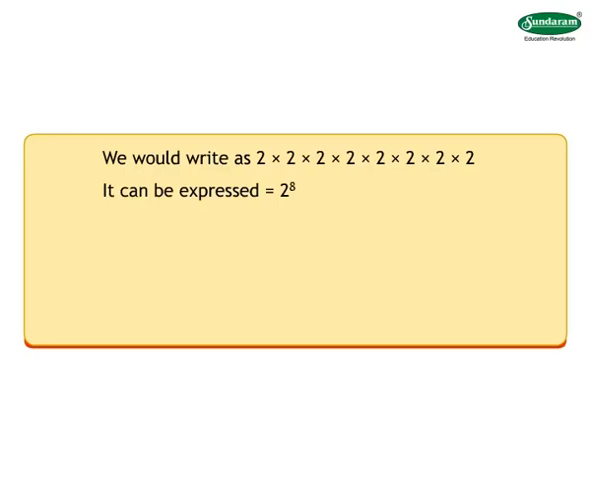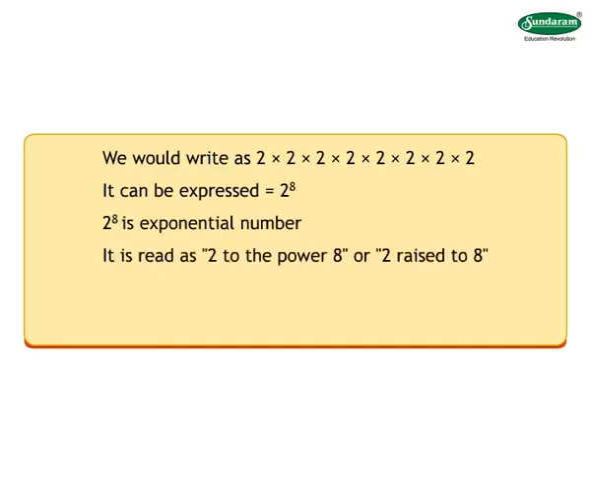Let us suppose we have to multiply 2 by itself 8 times. We would write it as 2 into 2 into 2 into 2 into 2 into 2 into 2 into 2. It can be expressed as 2 to the power 8. 2 to the power 8 is an exponential number. It is read as 2 to the power 8 or 2 raised to 8.